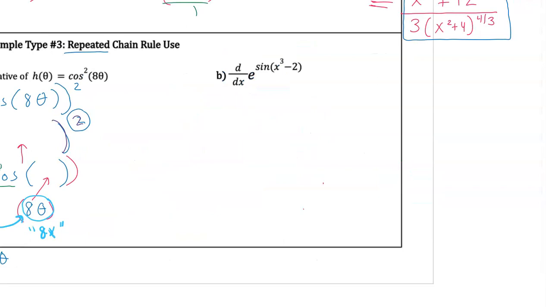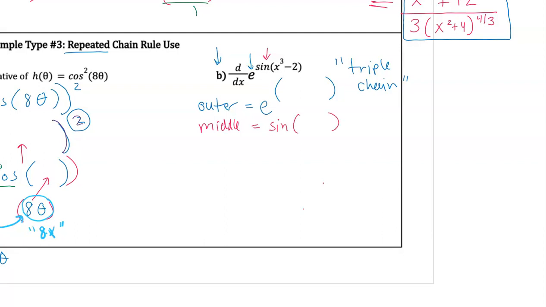Okay, and then in example B here, we have another similar type of triple chain, is what I like to call these. We've got a triple layer function. So we have to figure out what's the most outside, what's the middle, and what's the inside. So the outer layer would be e to a power, because that's the thing that's most outside. Then if you look inside the function, you now have this middle layer of sine of something. And then if you go inside of that, the most inside, you have your cubic function, x cubed minus 2.